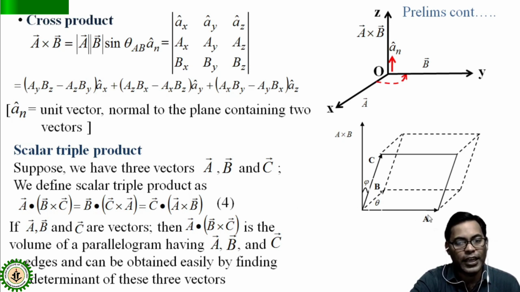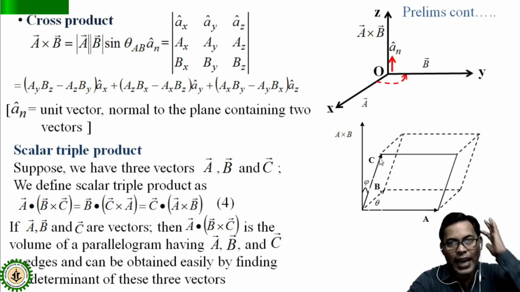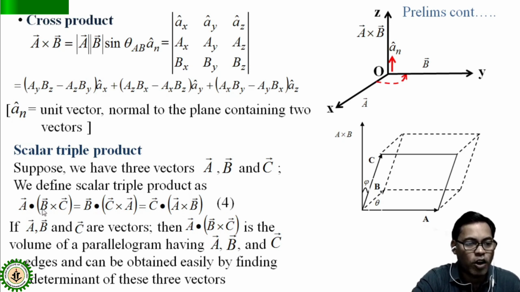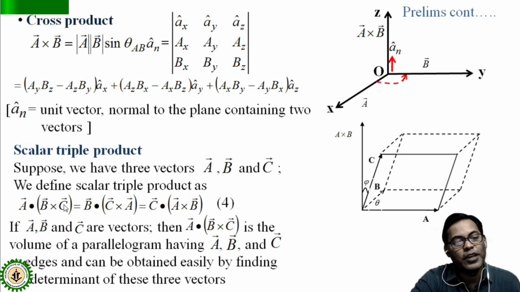Here, suppose vectors a, b and c are given as the edges of the parallelogram. The scalar triple product we can find by the definition given in expression 4, that is a dot b cross c. Now why is it called the scalar triple product? Because b cross c gives us a vector, but a dot this b cross c vector will give us a scalar value. So we will always get a scalar component. That is why it is the scalar triple product.